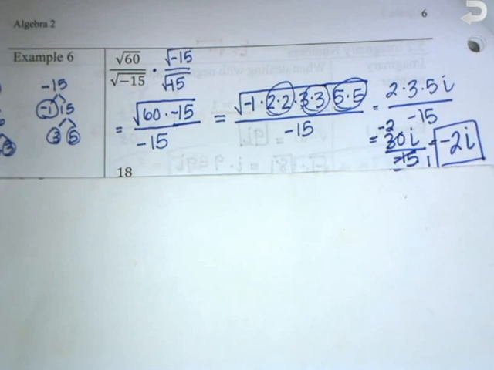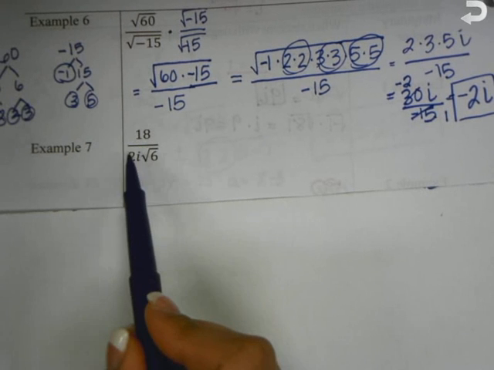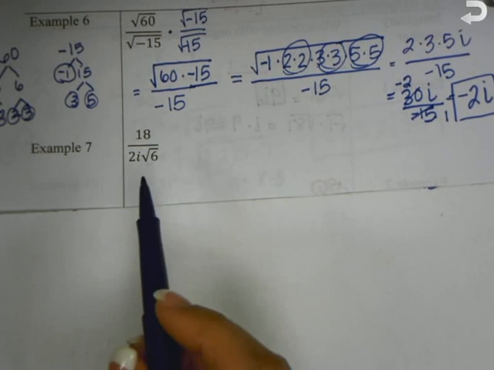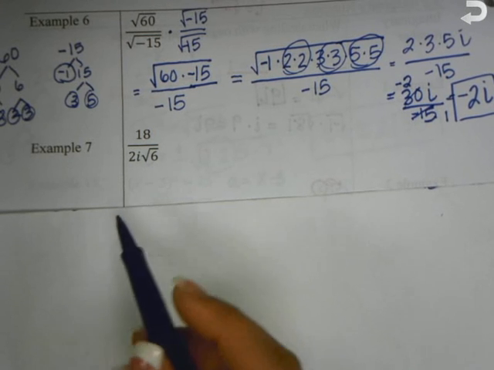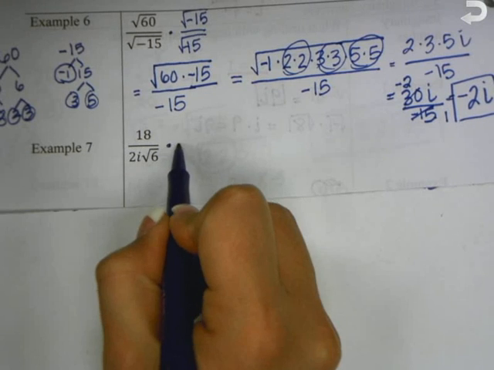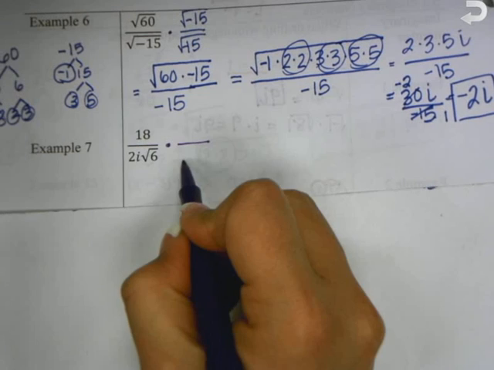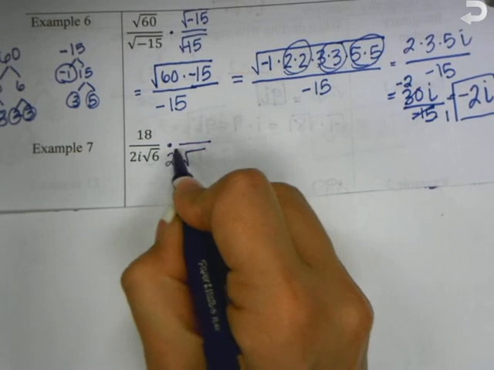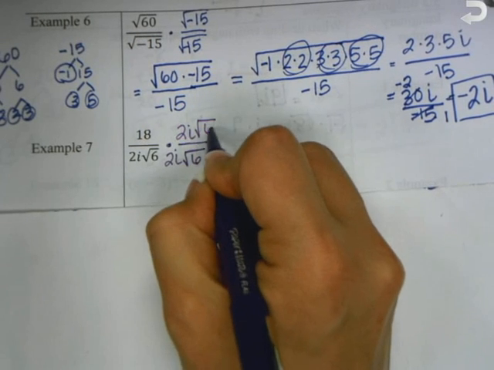Okay, so for number 7, I have 18 over 2i square root 6. What do I need to do to get rid of that square root 6? Multiply. So what am I going to multiply by? Square root 6. Actually, we want to multiply by 2i square root 6. So we want to multiply by the whole denominator, because we don't want i's in the denominator either.